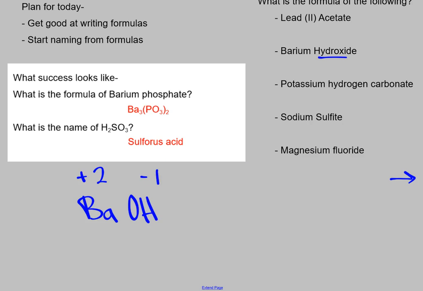And then, just like the last one, I need to balance. This does not equal 0, so I do have to do the drop and swap. So BaOH2. But I don't have 2 H's, I have 2 OH's.